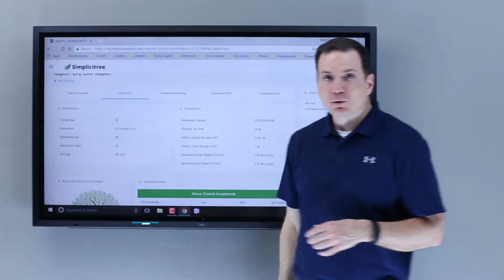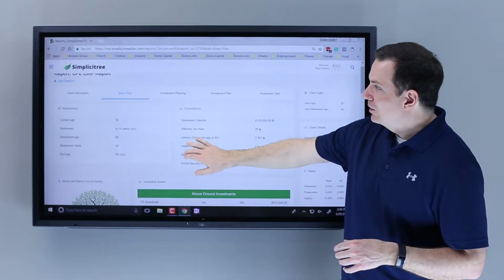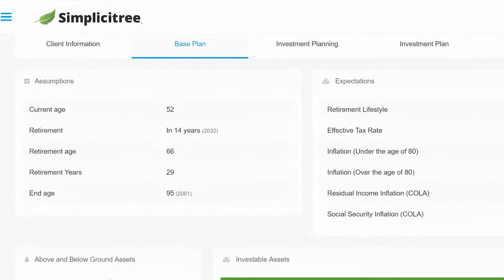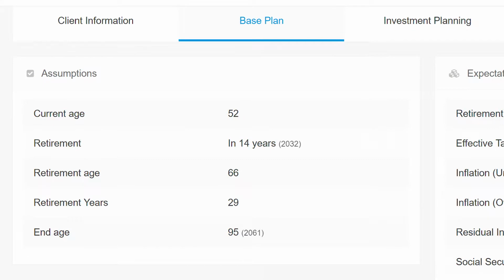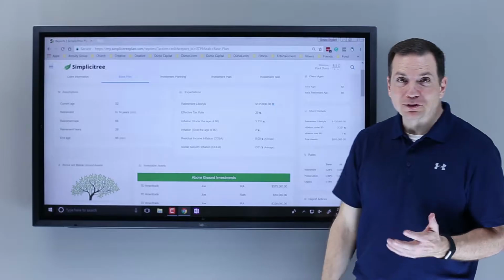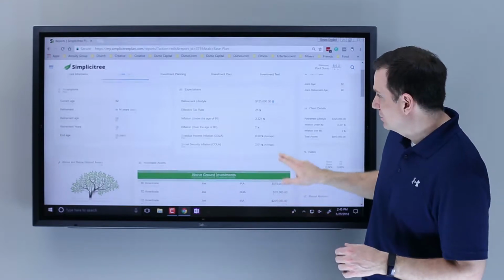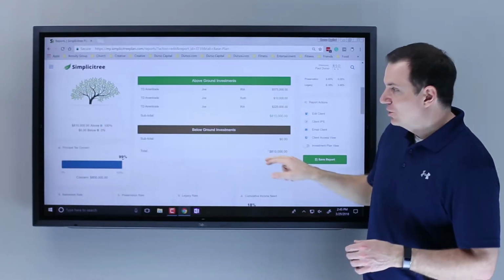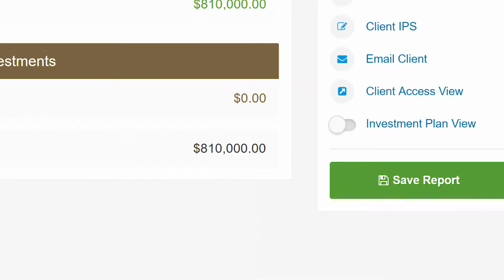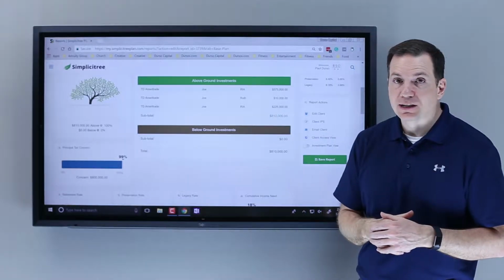from Joe D'Amico. Okay, Joe D'Amico is a 52-year-old soon-to-be retiree, wants to retire, well, not too soon, in 14 years. When he turns 66, he's got about $810,000 of assets. It's all held at TD Ameritrade.